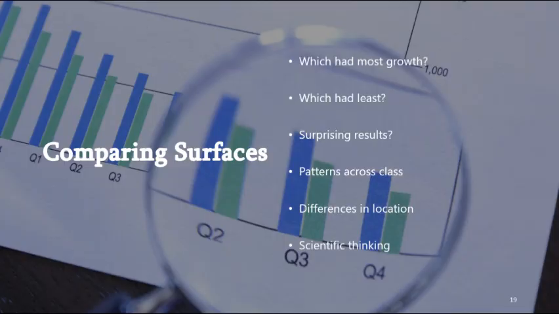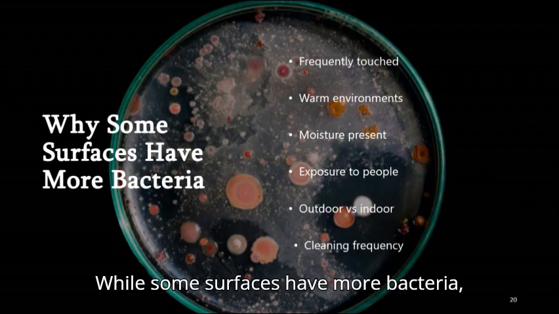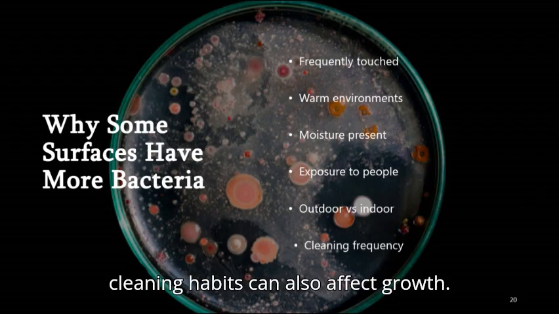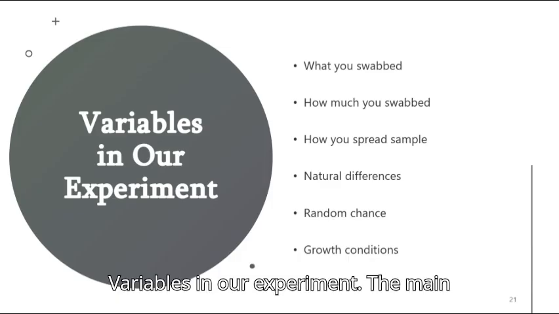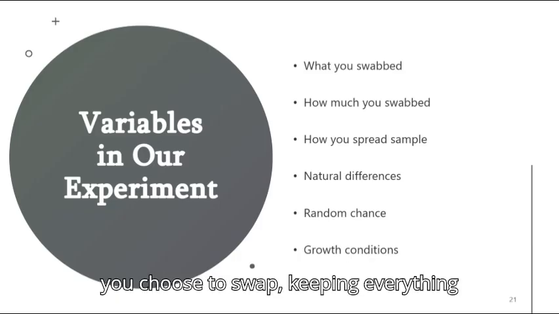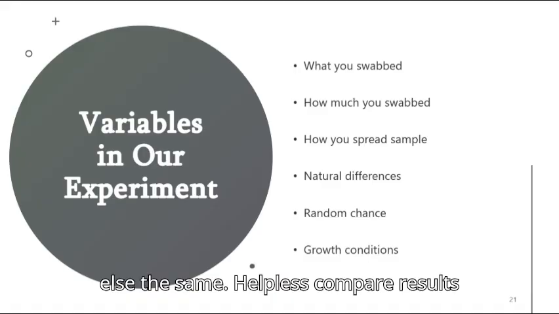Comparing surfaces. We'll compare which surfaces had more or less growth, and this helps us think like scientists and look for patterns. Why do some surfaces have more bacteria? Surfaces that are touched often usually have more bacteria. Environment and cleaning habits can also affect growth. Variables in our experiment. The main variable in this experiment is the surface you choose to swab. Keeping everything else the same helps us compare results fairly.